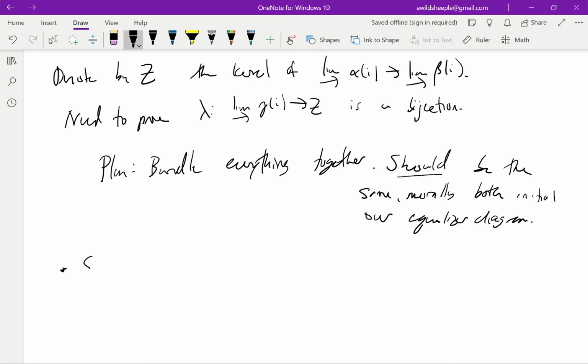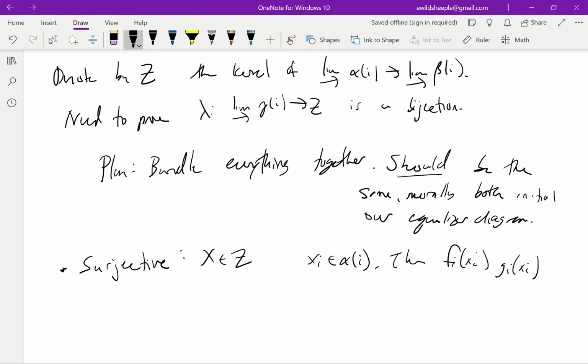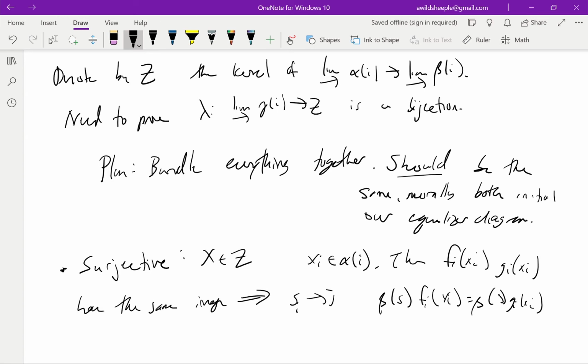So first we do surjective. So for surjective, take some x in Z, and we represent this by what's basically a sequence, x_i in alpha I. Then we have f_i x_i and g_i x_i have the same image in lim beta, or I should say, if they have the same image, that's the same thing as saying that we have an S such that beta of these guys makes them map onto each other, as we saw above.